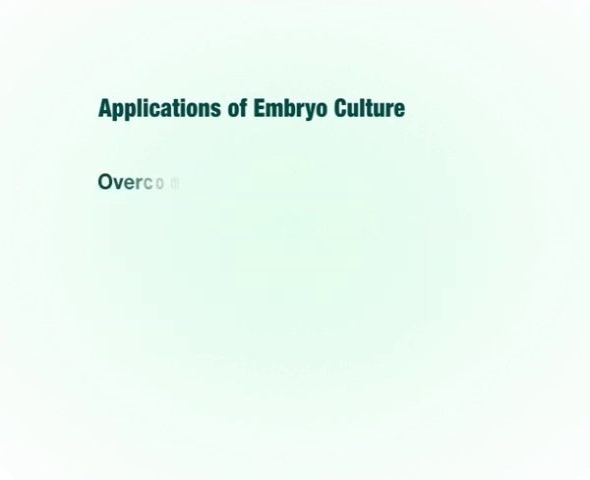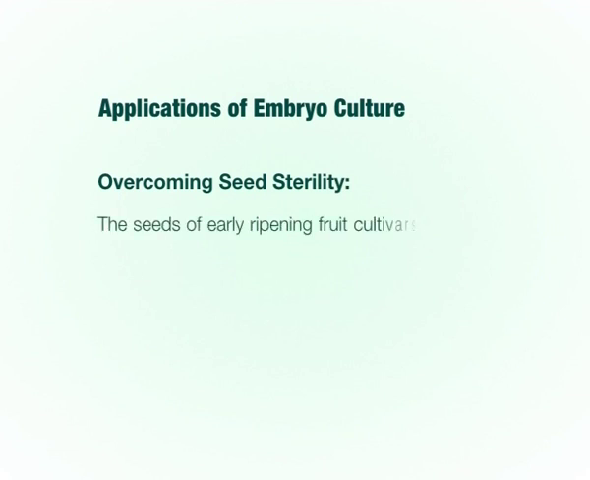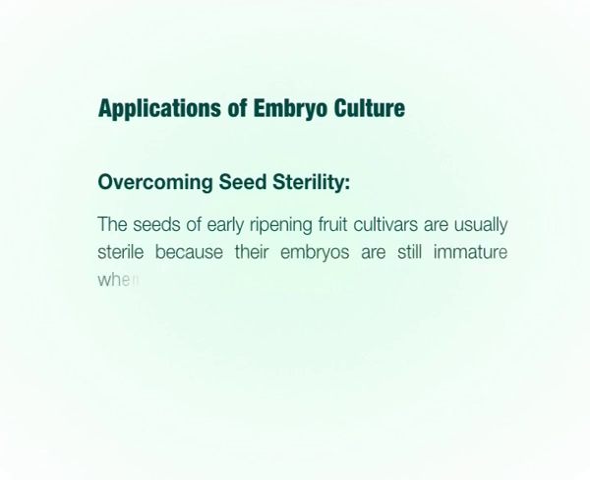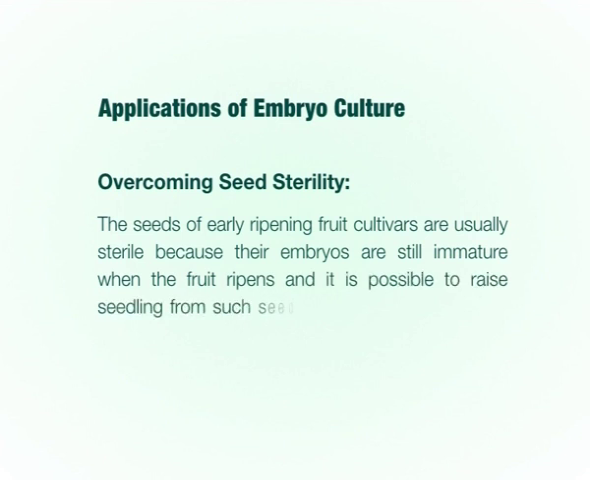The third application is in overcoming seed sterility. The seeds of early ripening fruit cultivars are usually sterile because their embryos are still immature when the fruit ripens, and it is possible to raise seedling from such seeds by using embryo culture method.